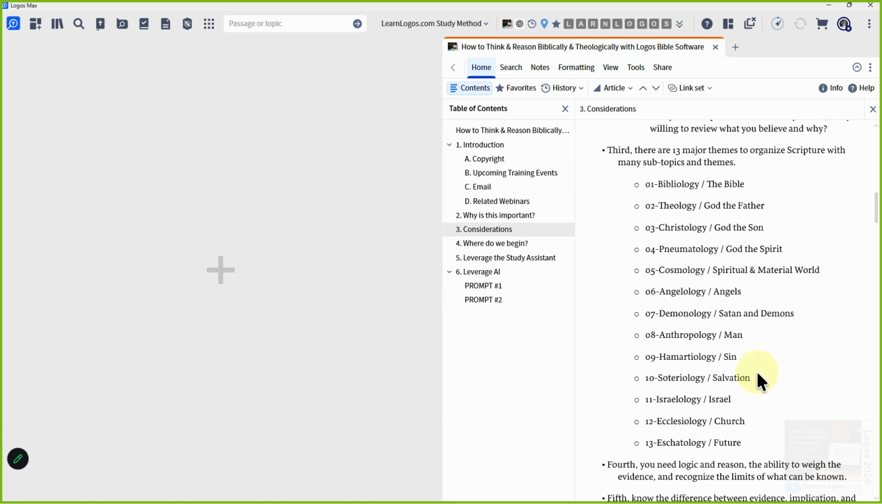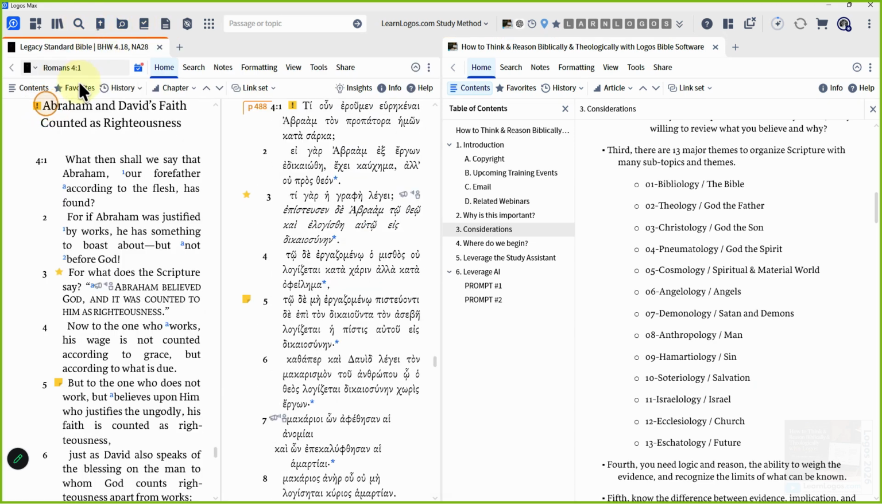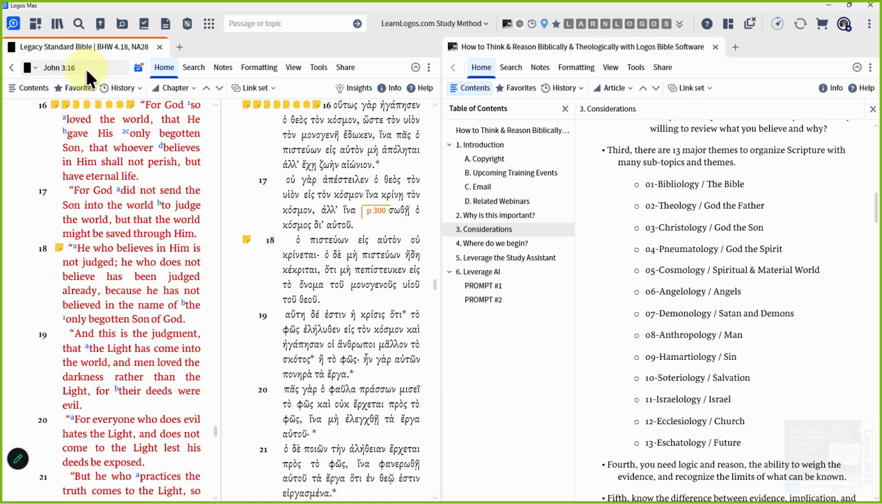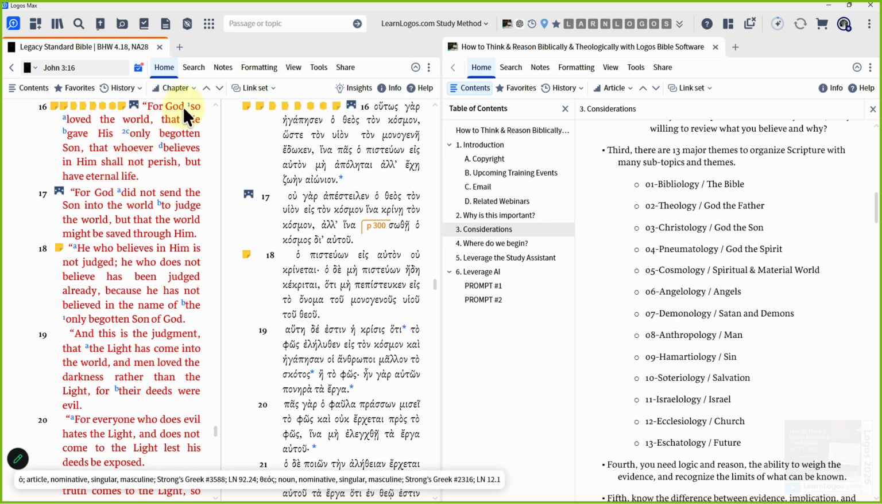So when I come to a verse, let's go to a verse. I'm going to open up my Bible by clicking here. And I'm just going to go to John 3:16. All right. And if we go to John 3:16, we have, "For God so loved the world, that He gave His only begotten Son, and that whoever believes in Him shall not perish, but have eternal life." Now, we have a lot of data in here theologically.